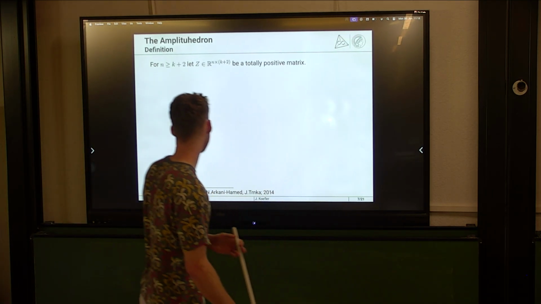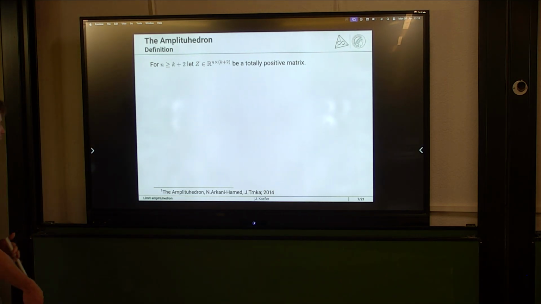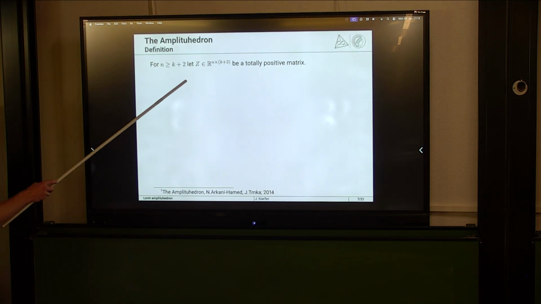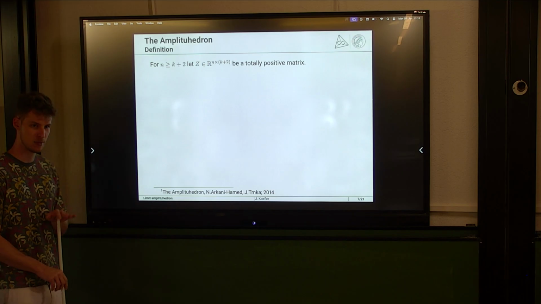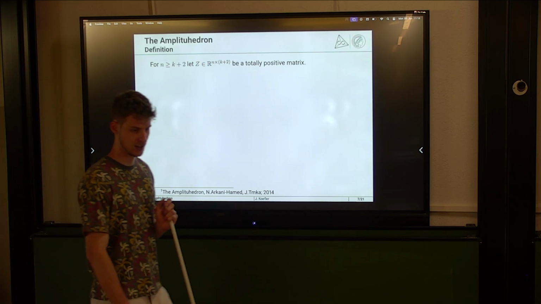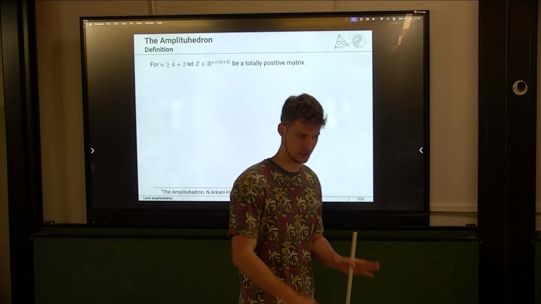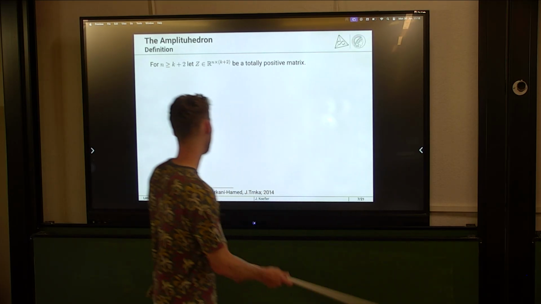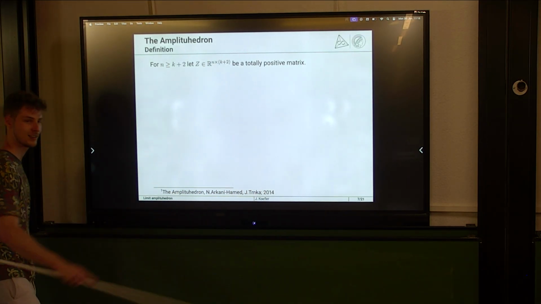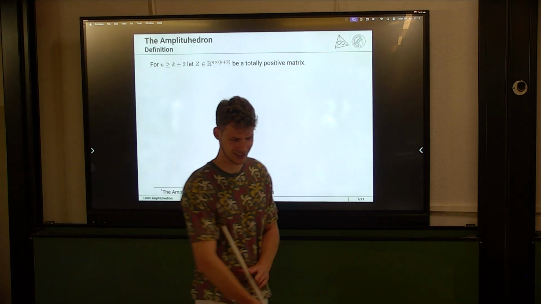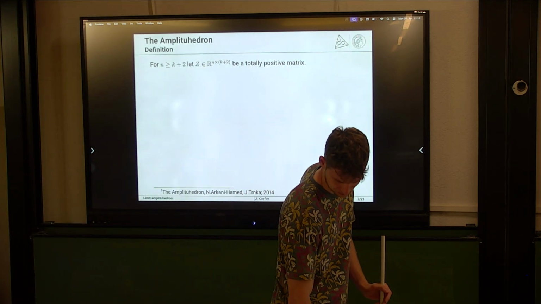Okay, so let's see some notation for the amplituhedron. I'm going to choose Z to be a totally positive matrix of size n times k plus 2, so all of its k plus 2 times k plus 2 minors are positive. That also means today I'm going to talk about the m equals 2 amplituhedron. Otherwise we would have chosen this 2 to be maybe 4, maybe not 6. That's scary.